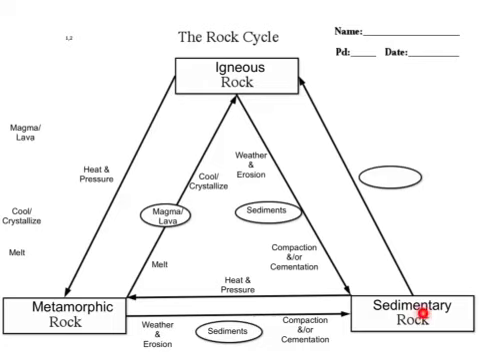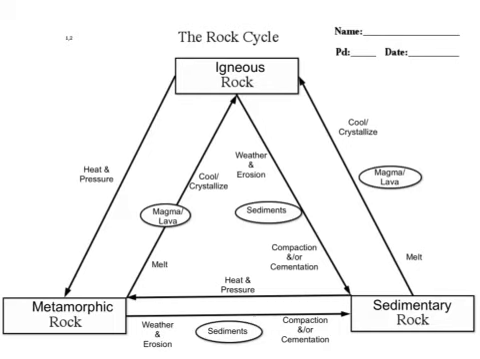And last, let's go from a sedimentary rock to an igneous rock. Again, igneous rocks form from magma or lava. So we're going to have to melt the sedimentary rock first, which will create magma or lava. And then if we cool and recrystallize it, it'll form an igneous rock.